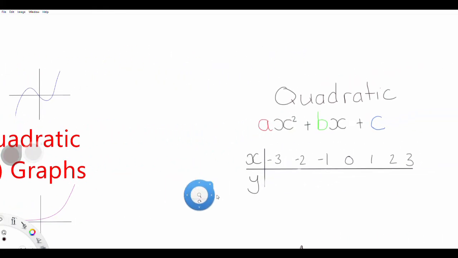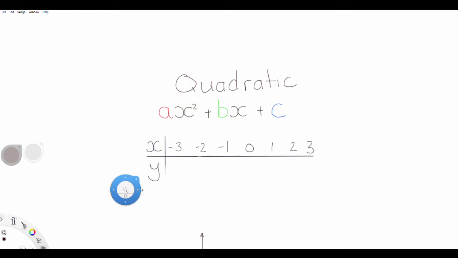Let's go with the one from the title, quadratic equations. So a quadratic equation, what is it? Firstly, it is an equation with an x squared term in, and you might see it in this form, ax squared plus bx plus c. The a, b and c could be any number, and they are the coefficients of those terms.